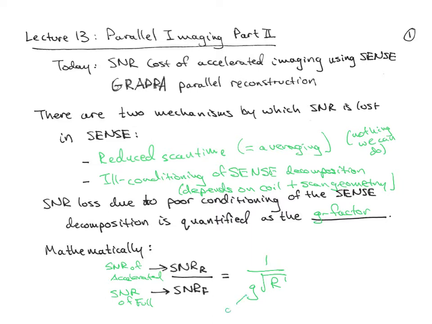All right, so this is the g factor, and it's a function of space. So that means that overall, this loss in SNR is going to be spatially dependent because of the spatial dependence of the g factor.